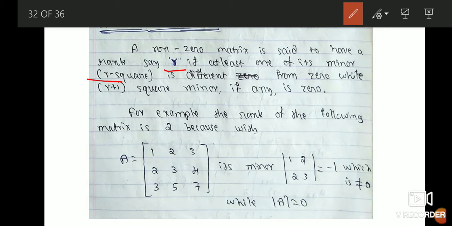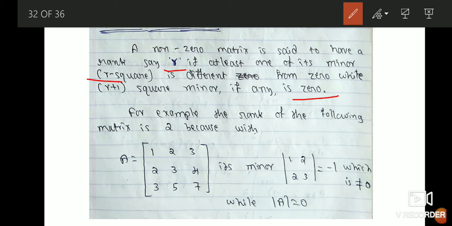While every R plus 1 square minor, if any, is 0, that is the maximum order minor, and it will be R, that is the non-zero. Different from 0 means it is not equal to 0; it may be positive or negative. If it exists, then R is the rank of that particular matrix. And if a higher order minor, R plus 1, exists but is equal to 0, then we will not consider it as the rank.